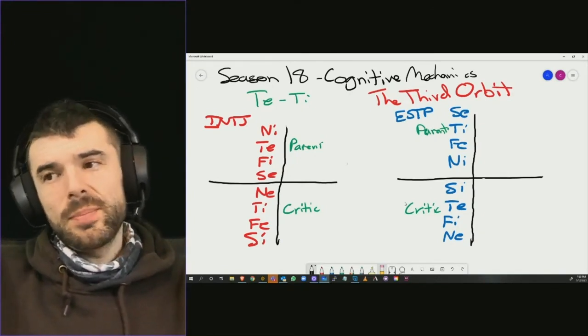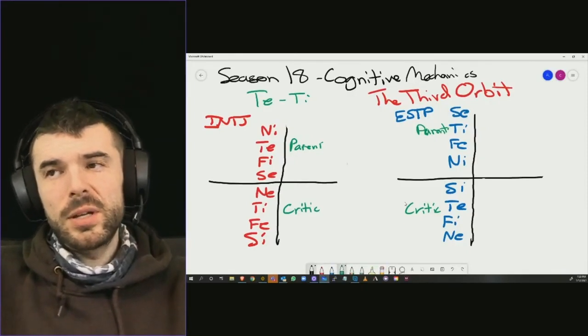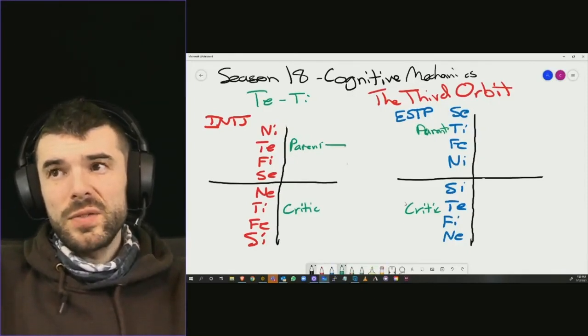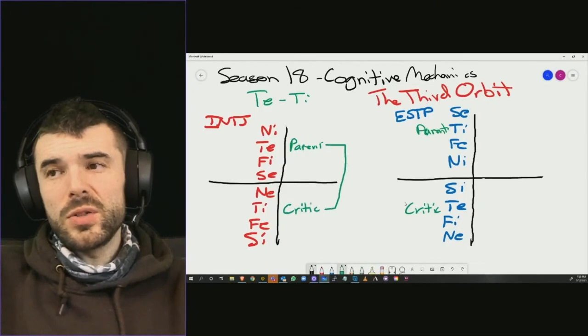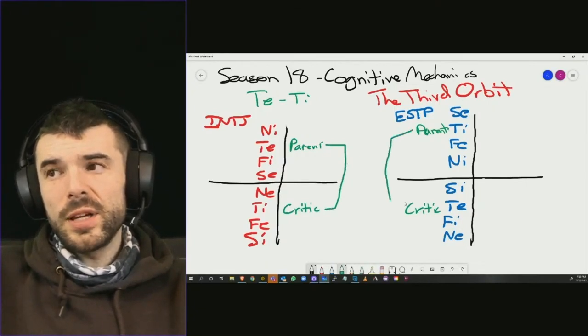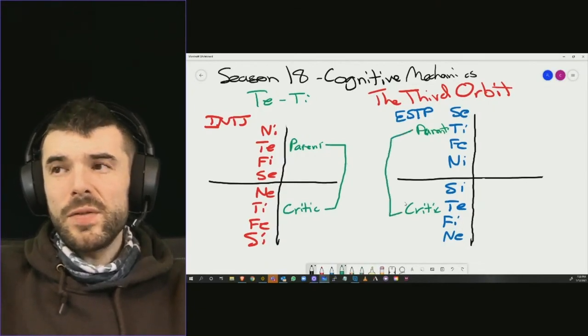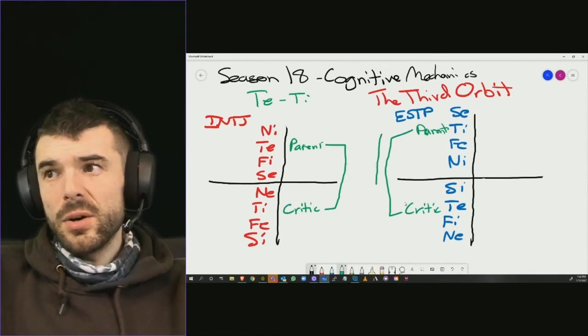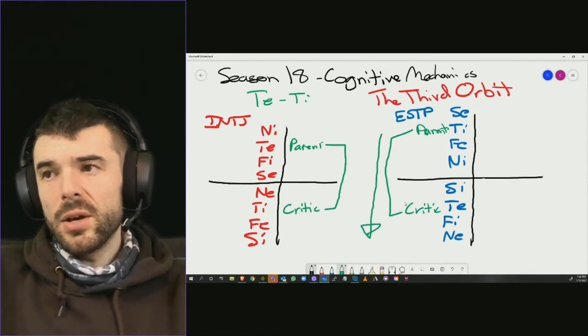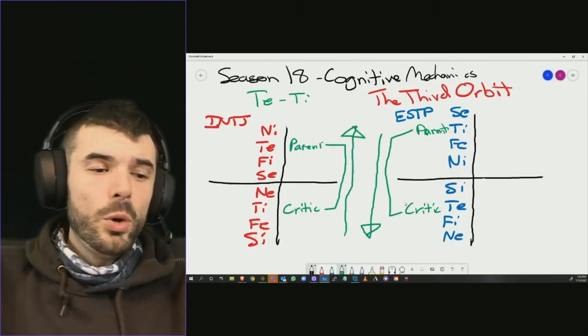So using parenting as an example, but it could be useful for anything: extroverted thinking to introverted thinking, or introverted thinking to extroverted thinking, we have two different pathways, and they can go down and they can go up. It's a two-way street where information is being moved between other things.